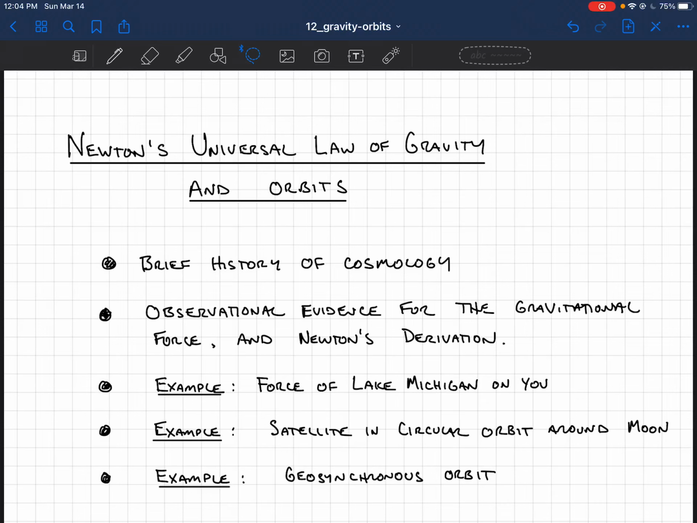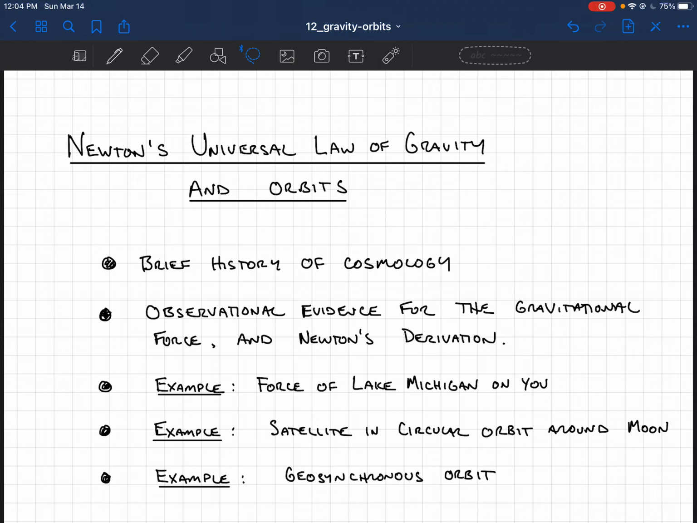Today we'll talk about a new force, which is called Newton's universal law of gravity. It's an additional thing that Newton did that he published along with his laws of motion that we've already talked about. And it's extremely important for the history of cosmology, the study of our universe.